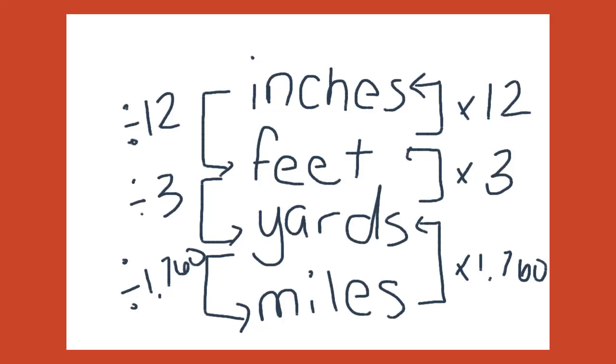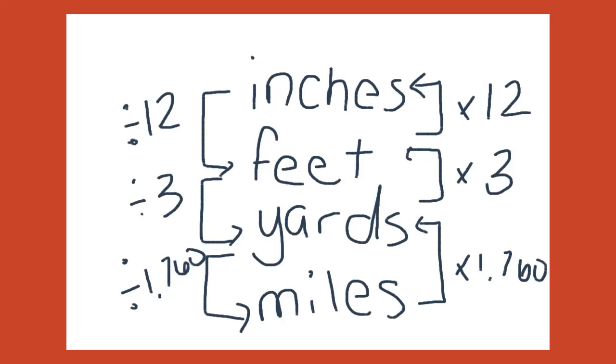But wait, I wanted inches. So I'm at 6 feet. Well, I want to go up to inches, and the instructions tell me to multiply by 12. 6 times 12 will give me 72. There are 72 inches in 2 yards.